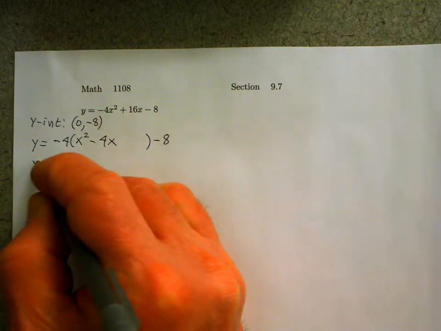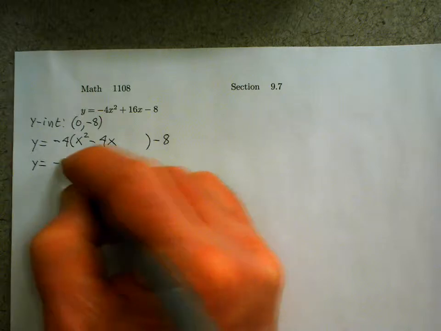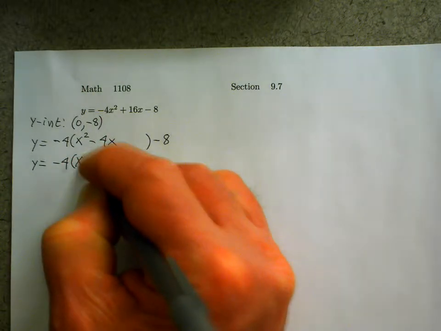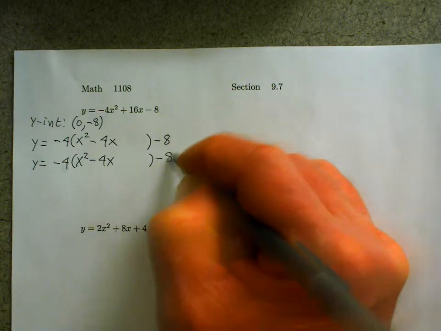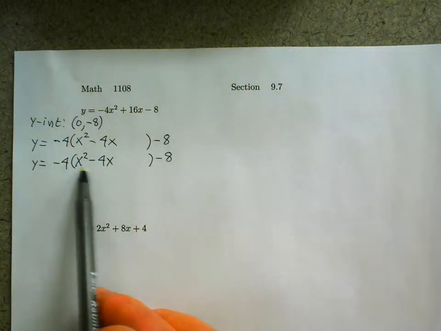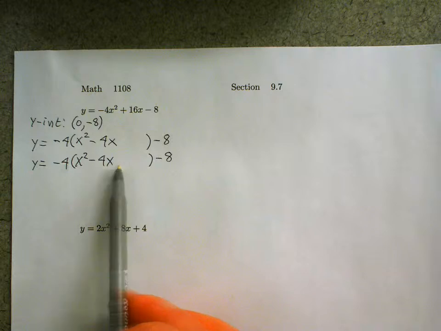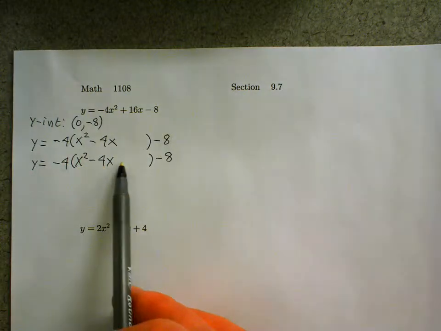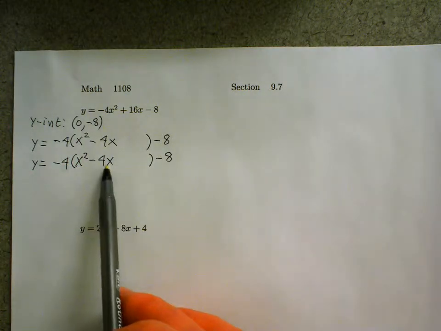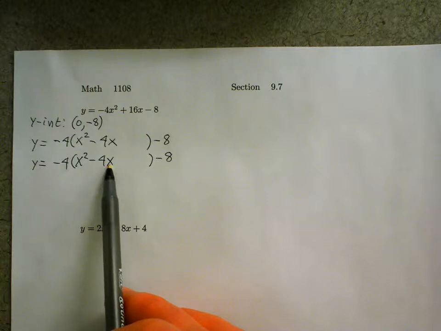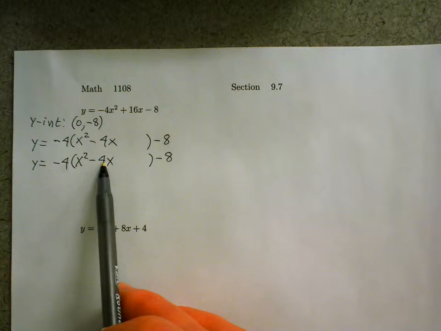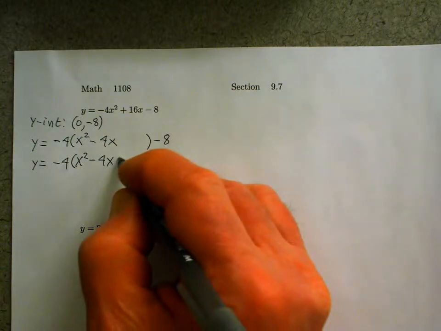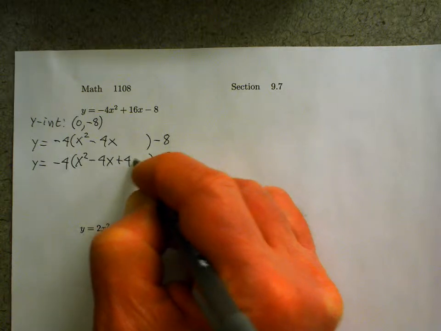The next step in the completing the square process, the second step, is the adding 0 step. So x squared minus 4x, to create a perfect square trinomial, we take half of the coefficient of x and square it. So half of negative 4 is negative 2, and when you square negative 2, you get positive 4, so we write plus 4 minus 4.